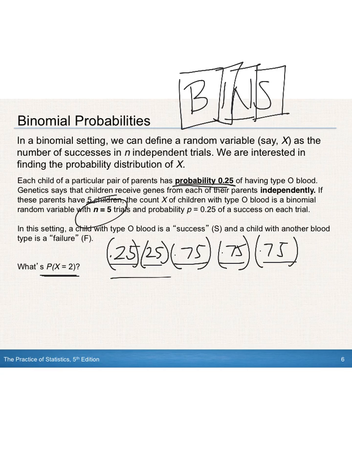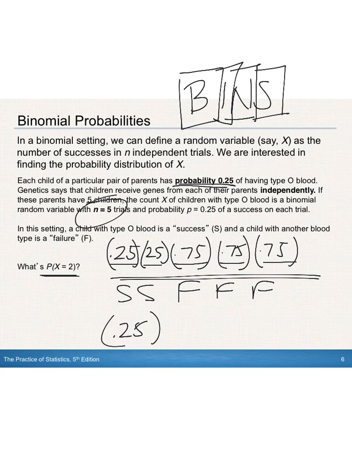So here is one possibility. They have a success, a success, a failure, a failure, a failure. First two kids are type O's, and the other three aren't. So we could write that also with exponents. Here's the two that are a success, and here are the three that are considered a failure. Not really a failure, because they have type O blood, but you know what I mean.